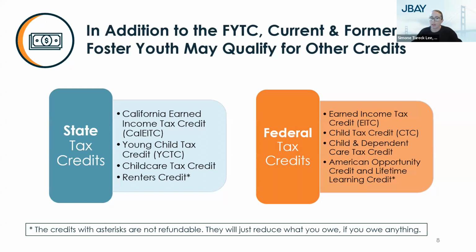And then the child care tax credit. So this you can claim on the state side, you can claim up to $3,000 for one child and $6,000 for more than one child. The children must be under 13 and have lived with you for more than half the tax year.